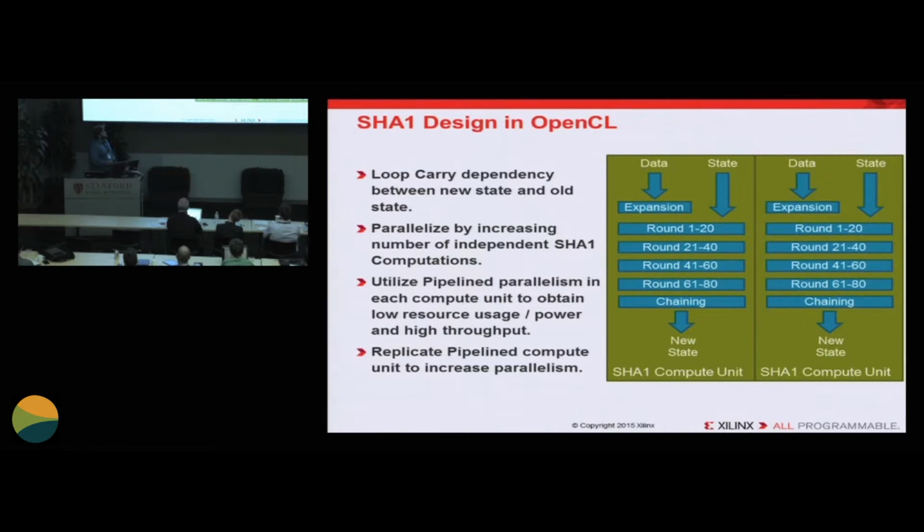So a little bit about how we decided to design this. We're basically going to use 2 SHA-1 compute units, and the way we've created them is to try to limit the loop carry dependency as much as possible. We do that by pipelining as deep as possible, and then by replicating those pipelined units multiple times. And so that's why there's 2 units there.